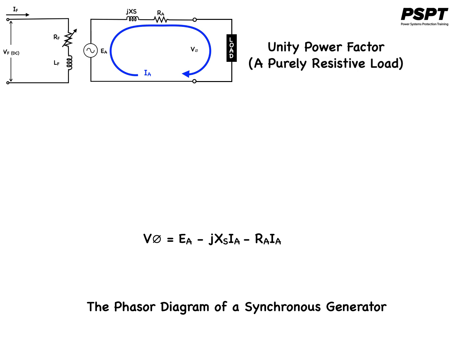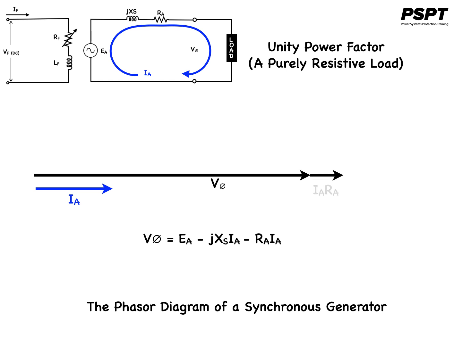Consider a load at unity power factor, which is purely resistive, across the output terminals with a voltage drop of V phi. Because it is a resistive load, it will draw a current IA, which is in phase with the terminal voltage. The voltage drop across the internal resistance is given by IARA, also in phase with the terminal voltage.